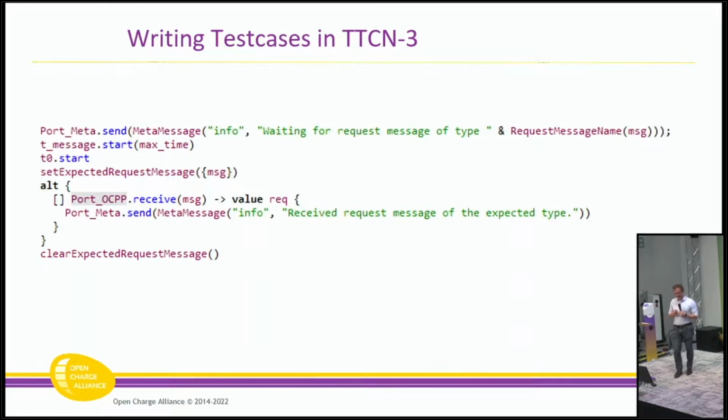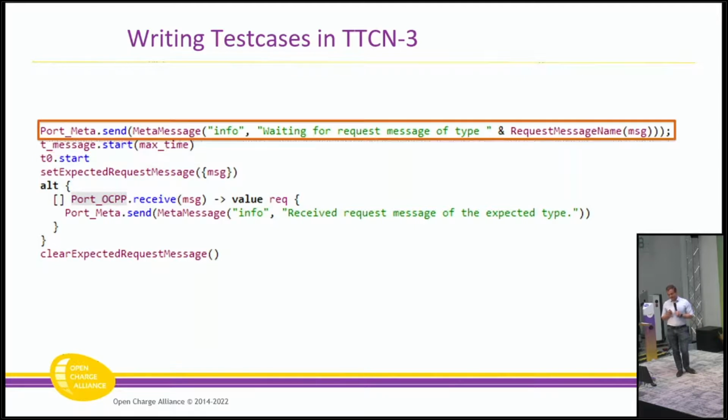Here we see an alt step where we can wait for multiple messages at the same time. So in the alt step, we describe what messages we're looking for. Here we have the communication with the OCPP part, and we wait for a message of type message, which is then saved in the rec. Here we set the timer, and then here we communicate with the user in the interface.